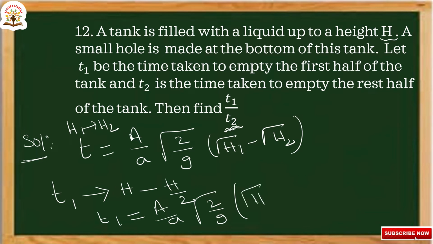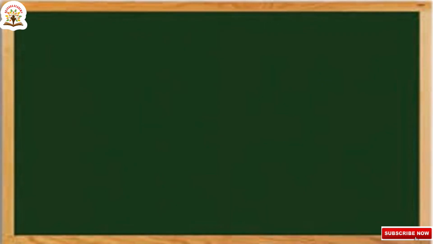So root H minus root H by 2. Consider this as equation number 1. And the next, the time required to reduce the water level from H by 2 to empty, or half to empty, that we are assuming T2. So T2 is nothing but H by 2 to 0.